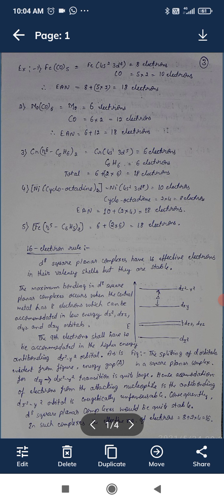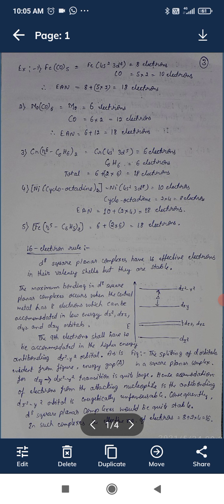So for iron, the outermost shell is 4s2 3d6, so the total number of electrons becomes 8 electrons. And each carbonyl donates a pair of electrons, so that means 5 into 2 is equal to 10 electrons. So the total EAN for pentacarbonyl iron becomes 8 plus 5 into 2, which is equal to 18 electrons.